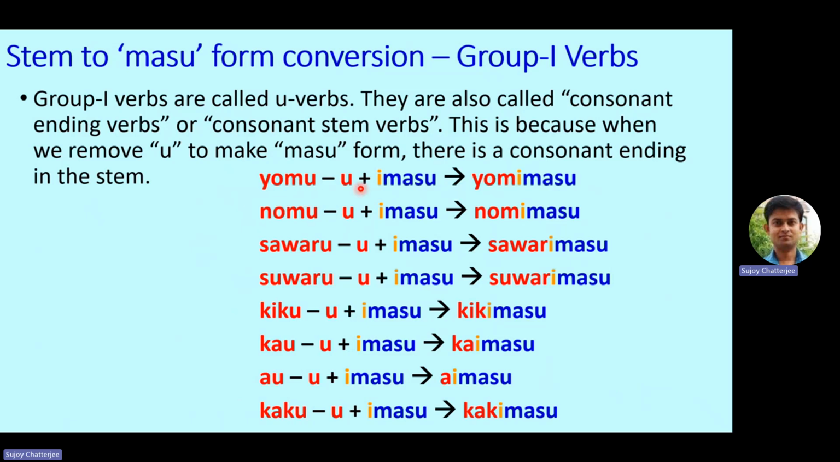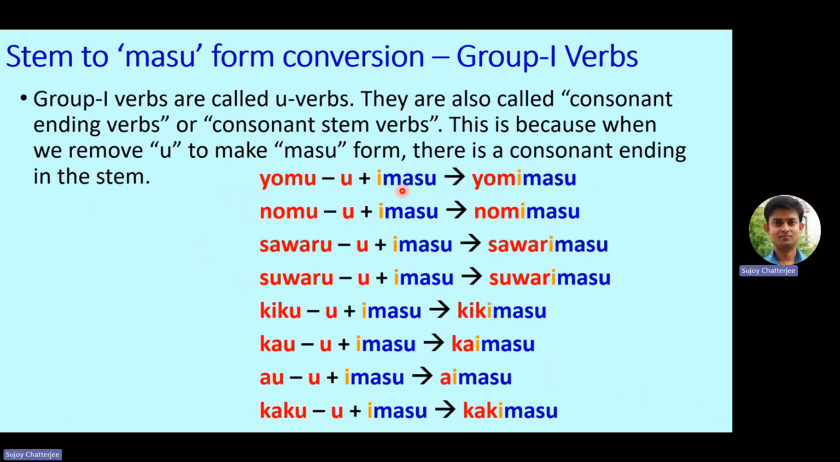So we remove u and we add imas. Now it's not only mas but it's imas. This is a very, very important rule. You should keep this in mind. This distinguishes the conversion rule of group 2 verbs and group 1 verbs. Here you do not add only mas but you add imas. In group 2 we just removed the ru from the end and added mas directly. But for group 1 we have to remove the u at the end and add imas instead of mas.